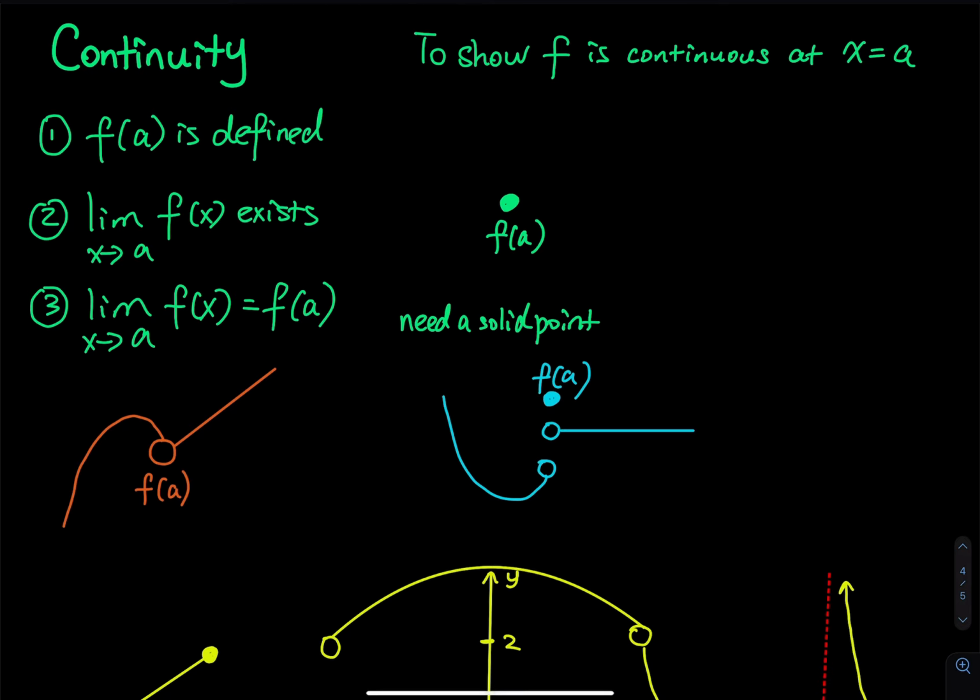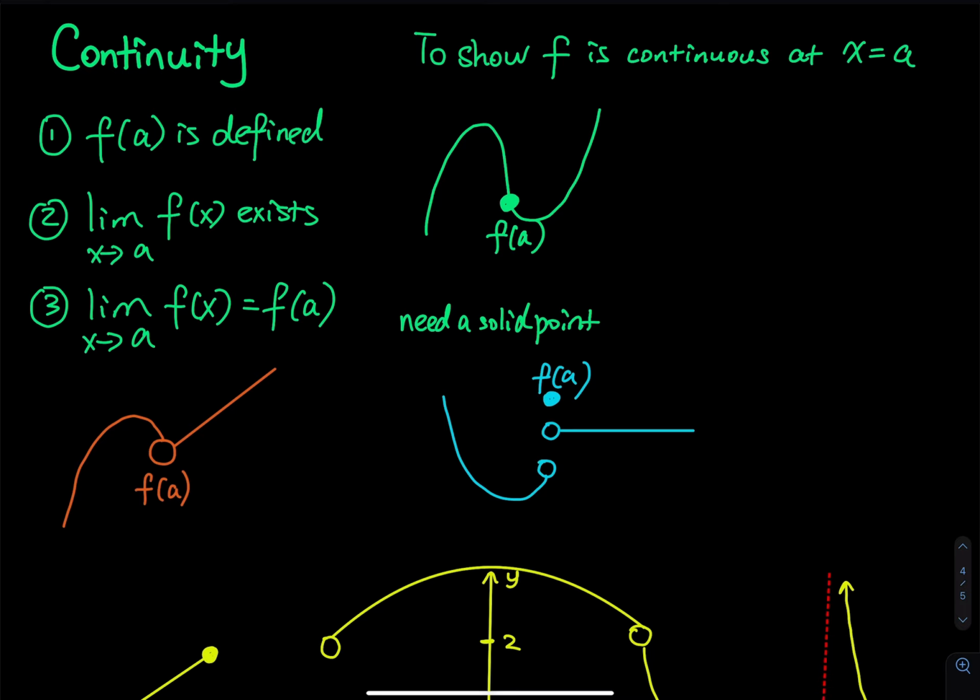And then number two is the limit as x approaches a exists. So as x approaches a, the limit exists. That includes the left side and the right hand side, right? As x approaches a from the left, the limit exists. As x approaches a from the right, the limit exists. And then therefore, the limit is equal to f of a.